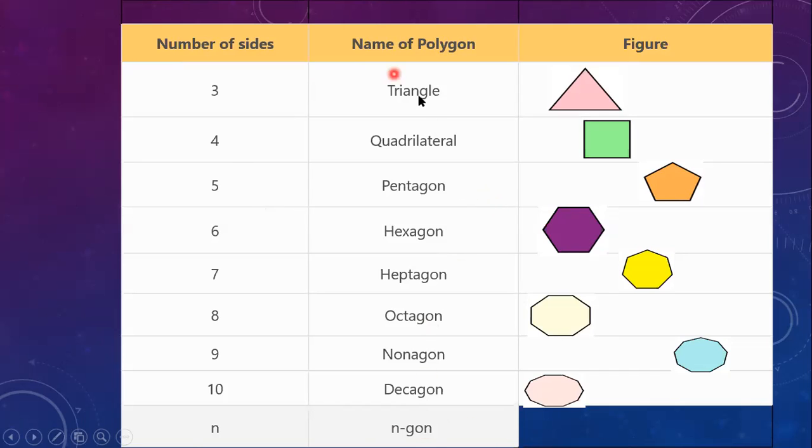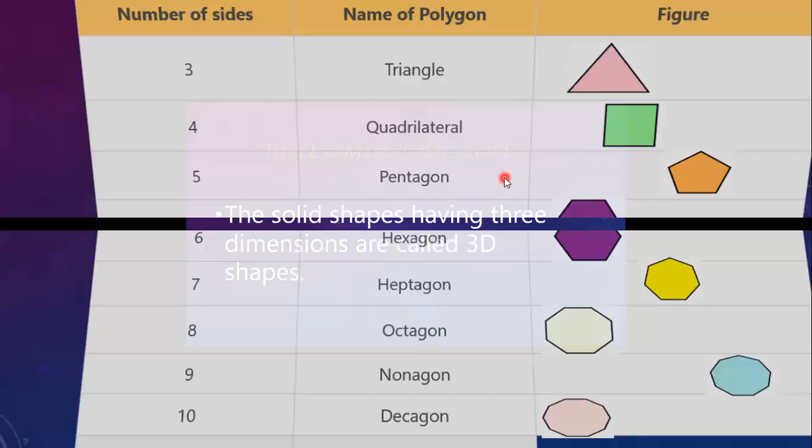Normally, in this class we learn about triangle, quadrilateral, pentagon, hexagon, octagon. Only these 5 we are going to learn in this. So this is the type of polygons based on their sides.